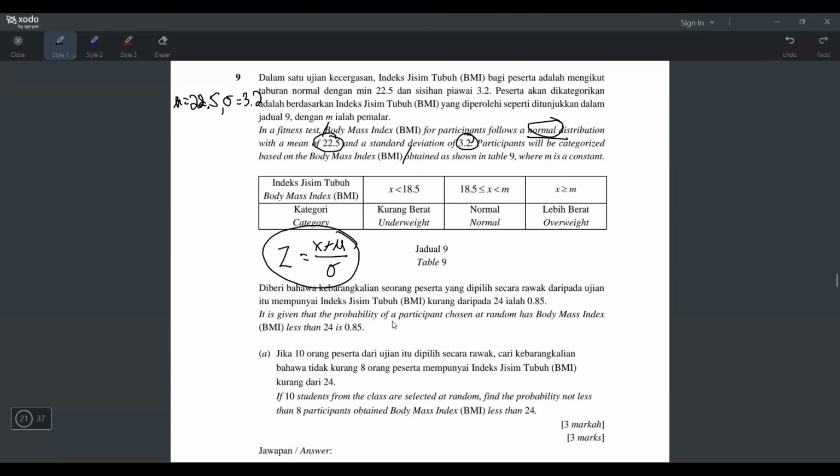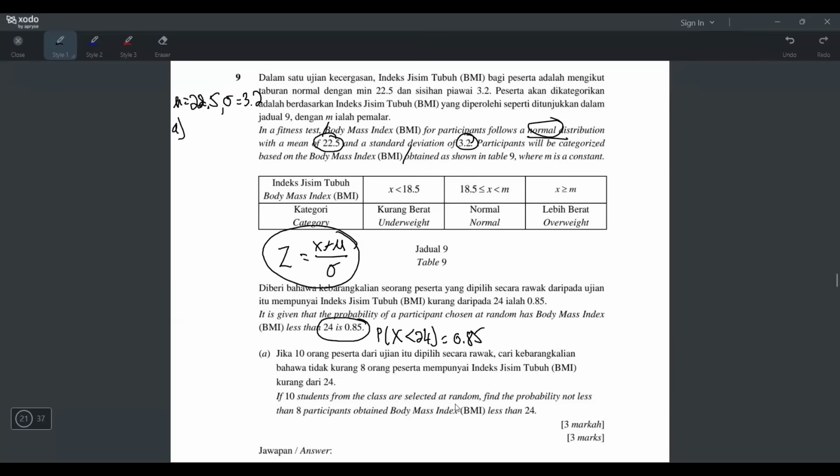Now they say it is given that the probability for a participant chosen to have BMI less than 24 is 0.85. So I think I can write this information down. Let X represent the BMI. P(X less than 24), and then the probability gives you 0.85. So this is how I will write the information. Okay, now I will try to do my A here.